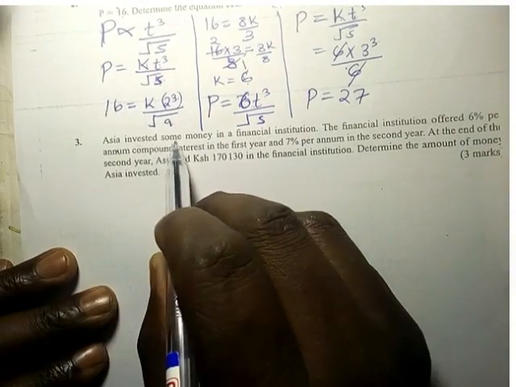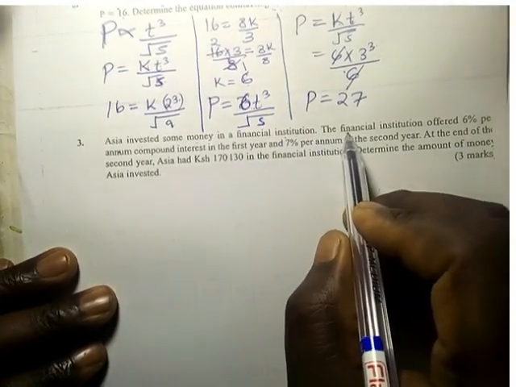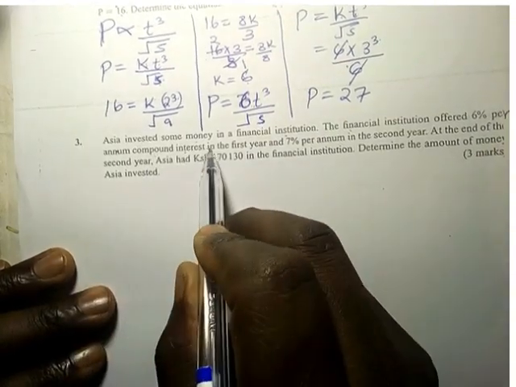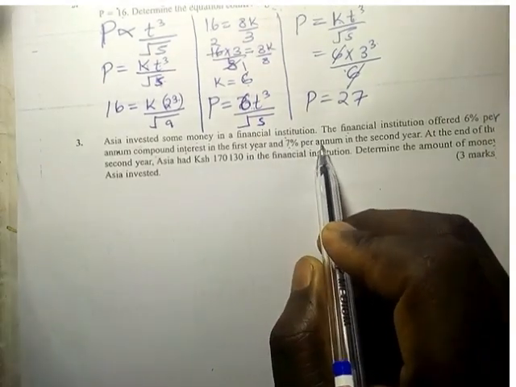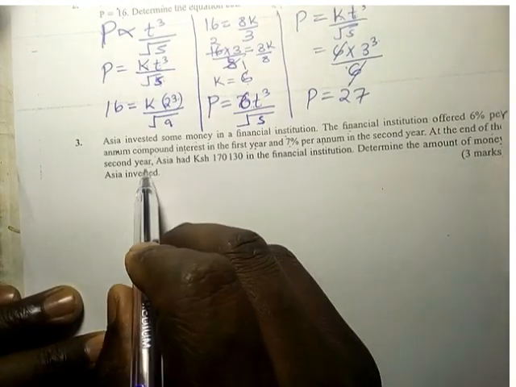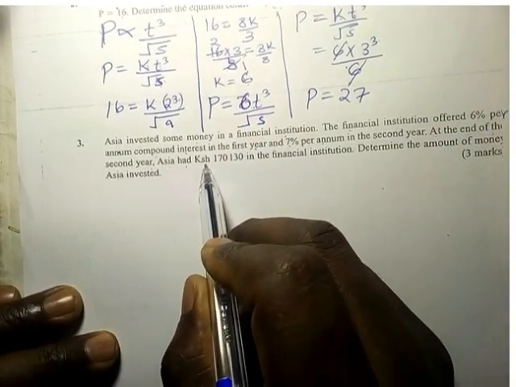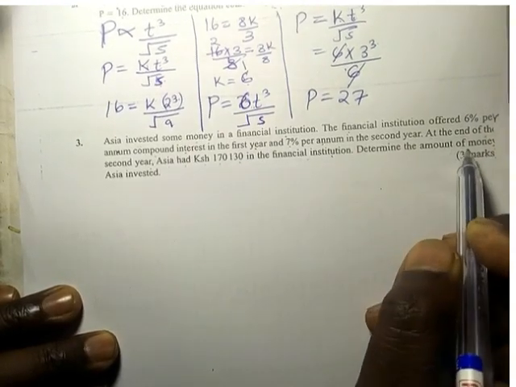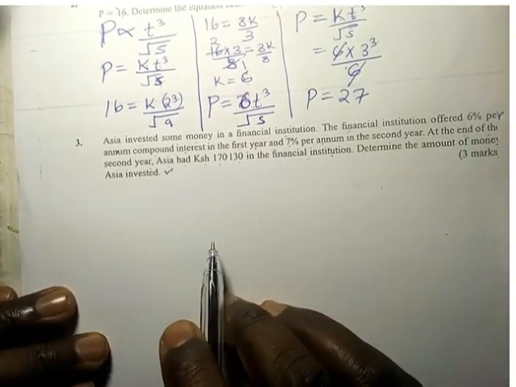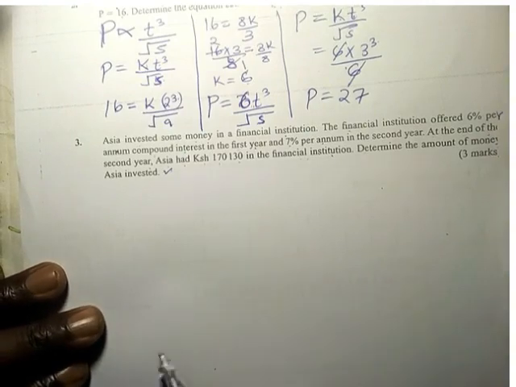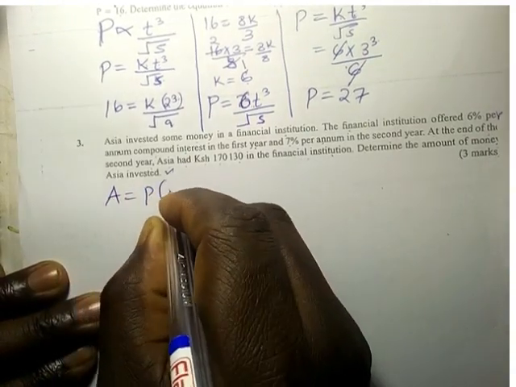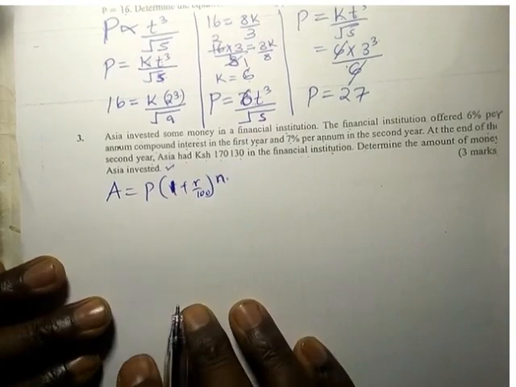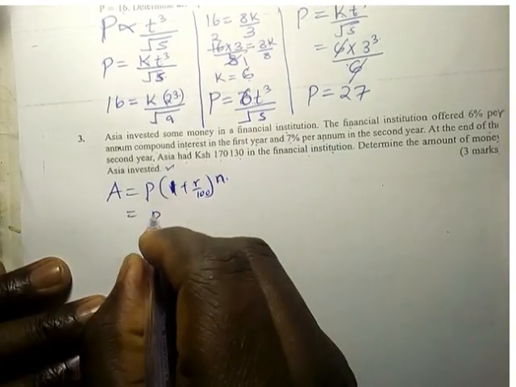Asia invested some money in a financial institution. The financial institution offered 6% per annum compound interest in the first year and 7% per annum in the second year. At the end of the second year, Asia had Kenya shillings 17,170,130 in the financial institution. Determine the amount of money Asia invested. So we want the principal which was invested. But we know amount is equal to principal times (1 plus R over 100) raised to power n, where n is time. So the principal we don't know for the first year.